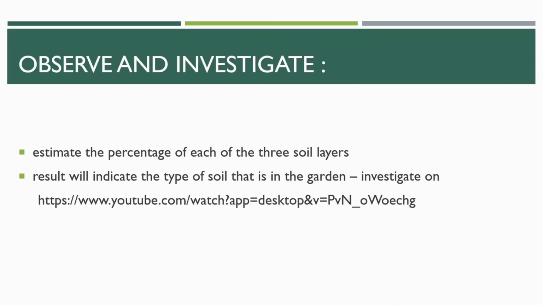After you see the results, observe and investigate. Estimate the percentage of each of the three soil layers. The result will indicate the type of soil that is in the garden. Students can see a very good YouTube video where it is explained how to know which type of soil they have.